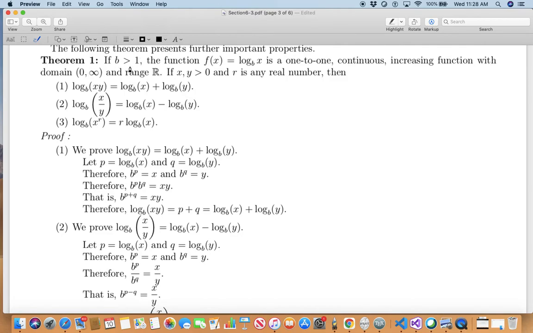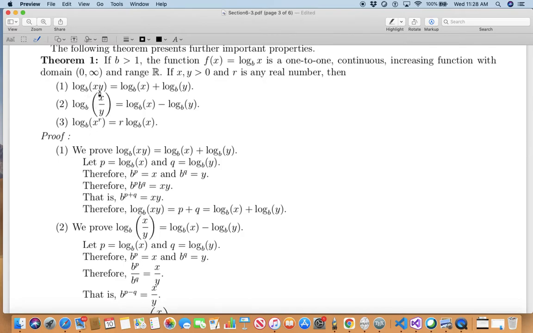You can see it using your graph, or you can argue using the fact that log base b is the inverse of the exponential. Basically, you need to use the graph here. All right, so now let's show these three rules.